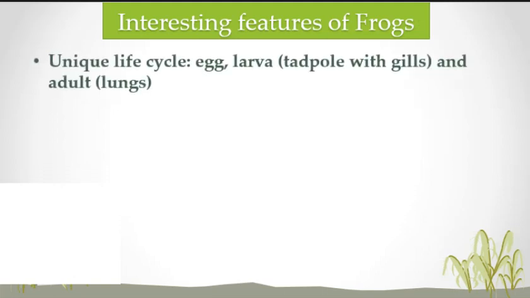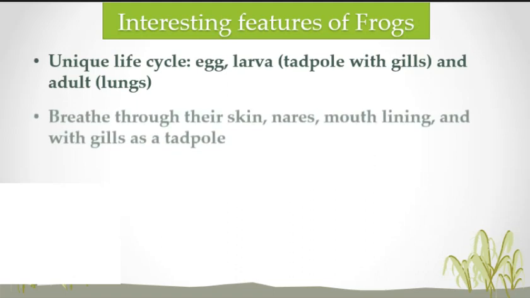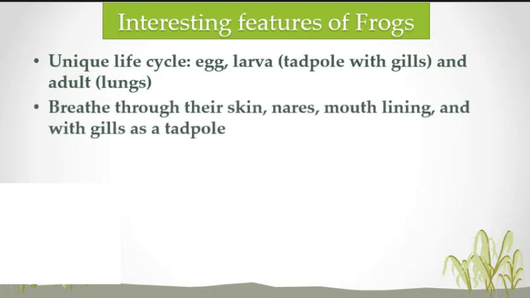Okay, all right, so let's talk about interesting features of frogs. Is this in your book for interesting features? Here we go. They have a unique life cycle: egg, larva, which is the tadpole. You can call it larva or tadpole, with gills, and then adult with lungs. So it goes egg, tadpole, adult. They breathe through, ready? Here are those 4 things. They breathe through their skin. They breathe through their nares, which are basically a fancy word to say nostrils, the holes in their head. Their mouth lining, and of course, as a tadpole, they breathe through their gills. So that's 1, 2, 3, 4 things you can find there.